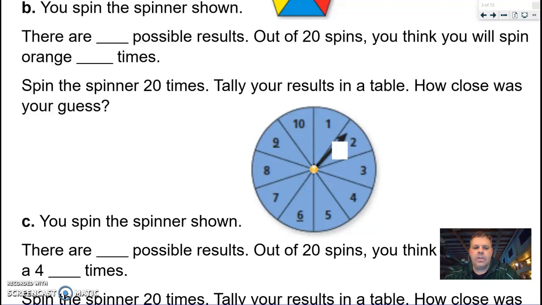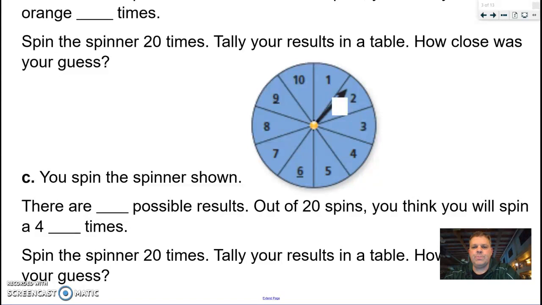In our last activity, activity C, you are to spin this spinner with numbers 1 to 10. There are how many possible results? Yes, there are 10. Out of 20 spins, how many times do you think you will spin a 4? Hopefully you said something around 2 times. You may spin a few more, you may spin a few less. We are again not going to do this activity, but you should know that there were 10 possible results, and you will probably spin about 2 times.